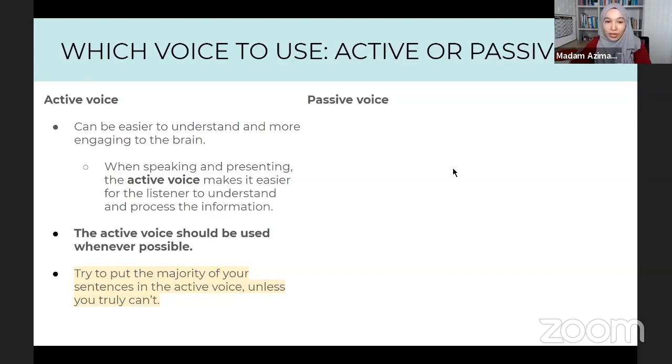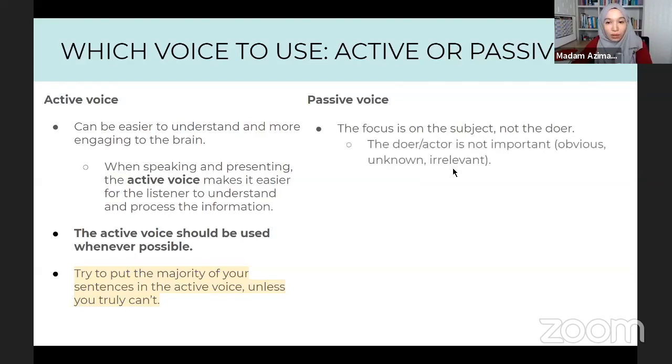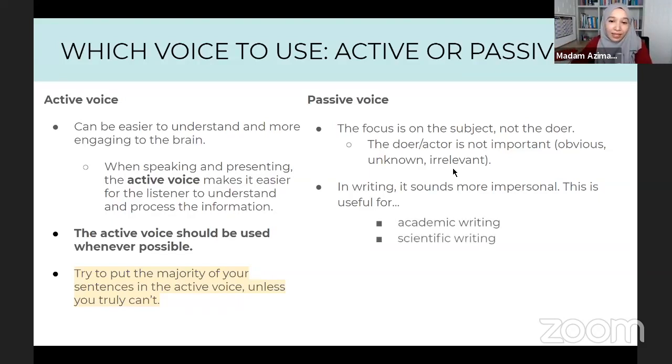So the passive voice is used when the focus is on the subject, not the doer. That's because the doer is not important, right? It's obvious, or it's unknown, or it's irrelevant. And in writing, it sounds more impersonal. It sounds more professional because you're not using I, he, she, it. And it's useful for, like I've said, academic writing, scientific writing, legal documents.